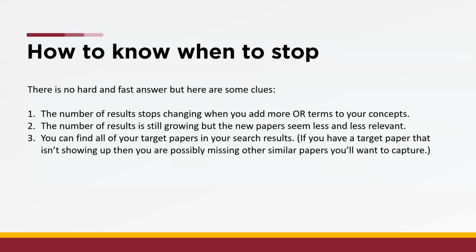And so the keys that I use when I'm doing these searches are variations of these three things. Either the number of results stops changing when I add more terms to my concepts. So I add another synonym or another spelling, and I'm not getting any more results. It's always 100, 100, 100 every time I rerun the search. And so, okay, that must be tapping out. I must be hitting the maximum that I can get with this combination of words.